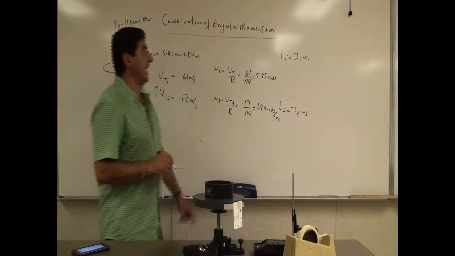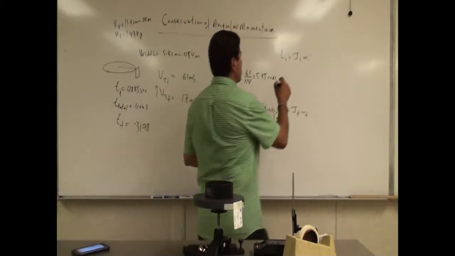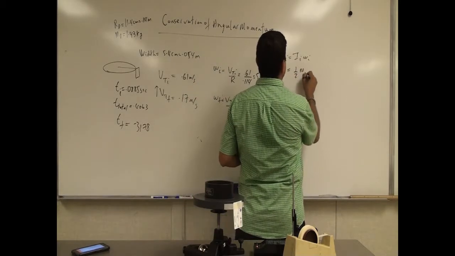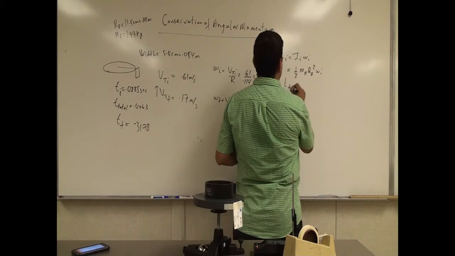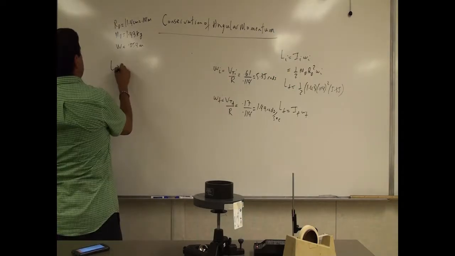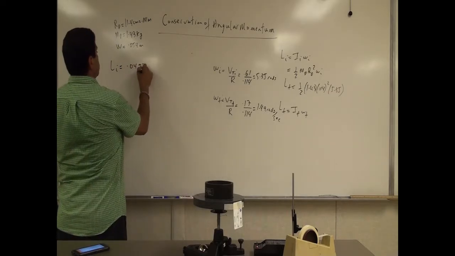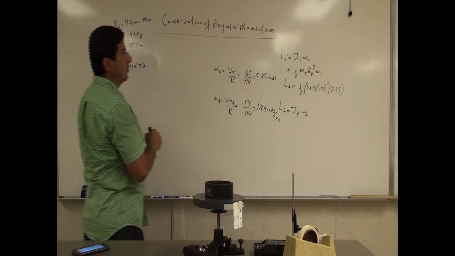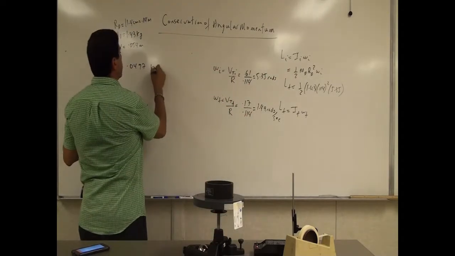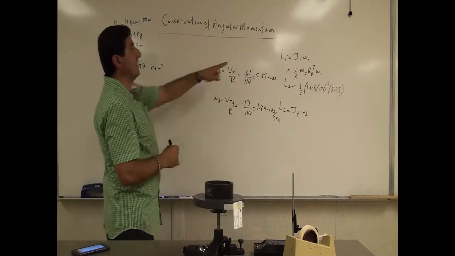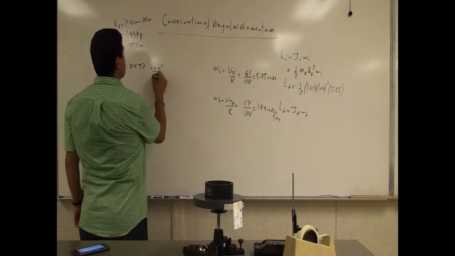Okay, so the initial angular momentum of the disc, remember I had the disc originally, right? So that's equal to 1/2 the mass of the disc, the radius of the disc squared, times omega initial. So 1/2 the mass of the disc radius squared is going to be 0.0497. That's going to be units of what? The units of moment of inertia is kilogram meter squared, and the units of omega is radians per second.